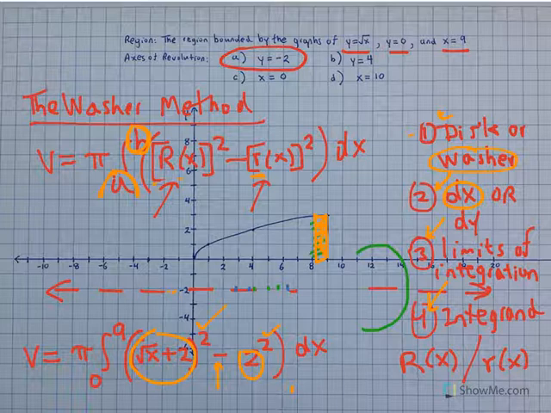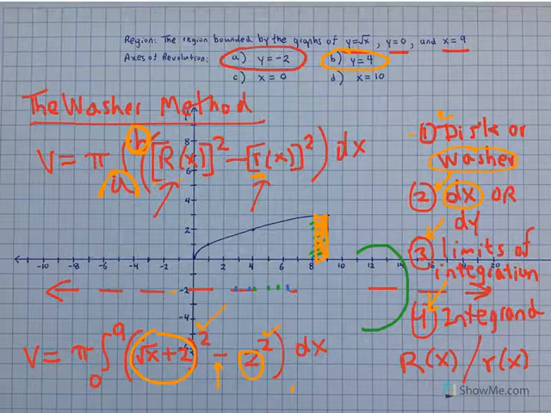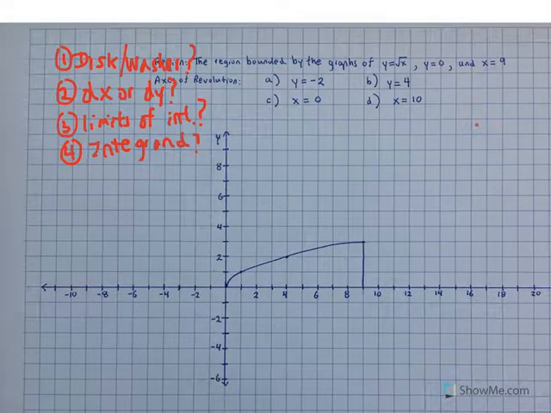Let's move on to part B, where we take the same region, but now we're going to revolve it about the horizontal line y equals 4. So again, we need to go through our 4 questions. Should we use the disk method or the washer method to find the volume of this solid of revolution, when we take the region bounded by the graphs of y equals square root of x, x equals 9, and y equals 0, and revolve it about the horizontal line y equals 4?